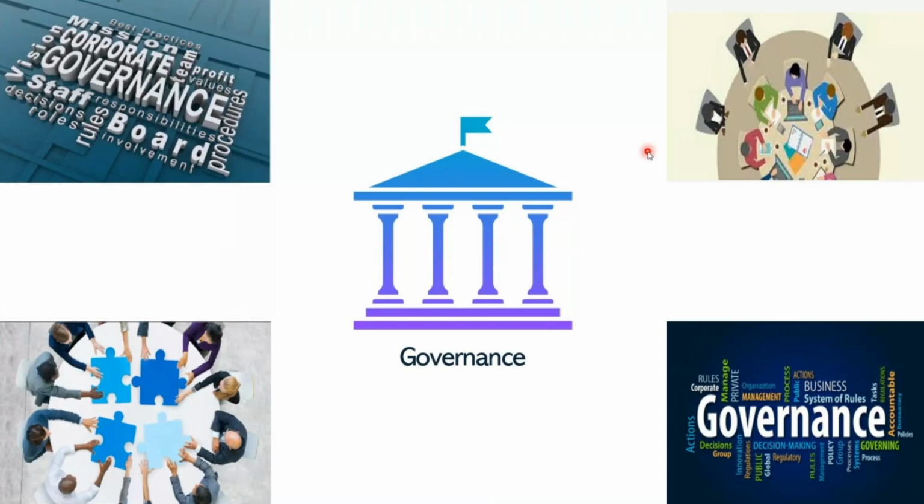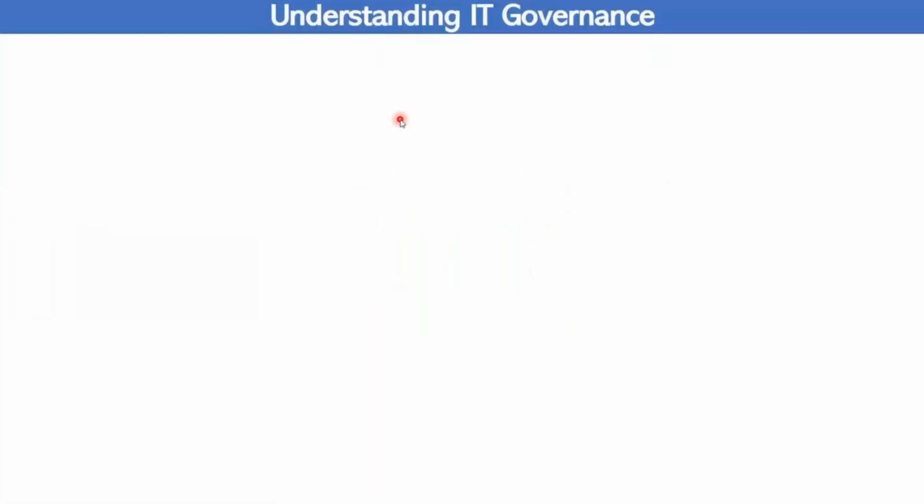Stakeholders are internal or external. Internal means they belong to the organization; external means vendors and third-party suppliers. Okay, now the next slide, let's understand IT governance.